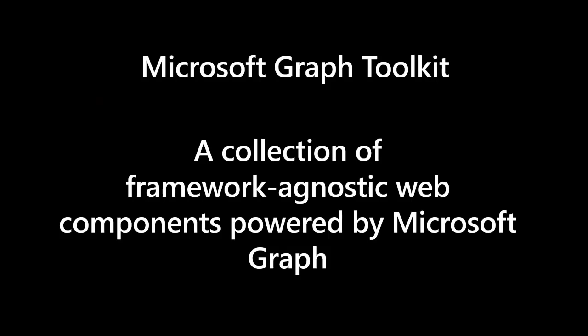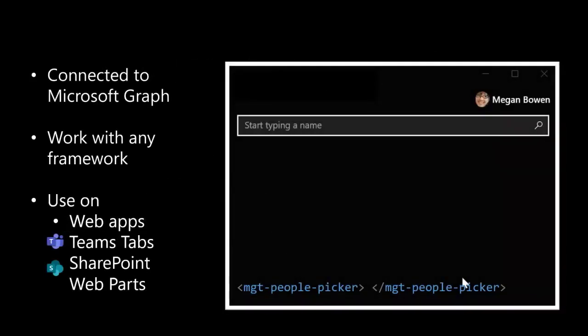Next, we'll see Microsoft Graph Toolkit. It's a collection of framework-agnostic web components powered by Microsoft Graph, with just a few lines of code. We can insert elements like agendas and tasks, which saves real development time and makes the developer's work easier. Graph Toolkit is connected to Microsoft Graph and works with any framework. We can use it in web applications, SharePoint Framework web parts, and Teams tabs. With a single line of code, we can easily display the people picker control. This is the MGT, Microsoft Graph Toolkit, people picker.